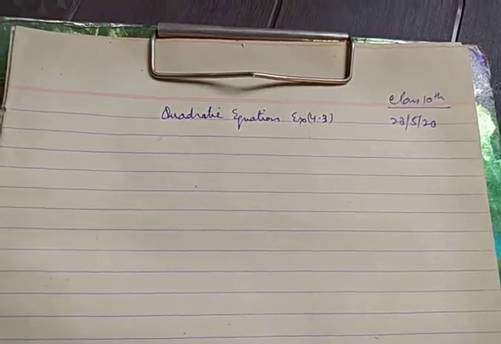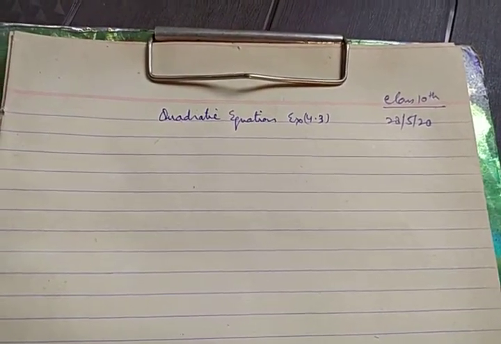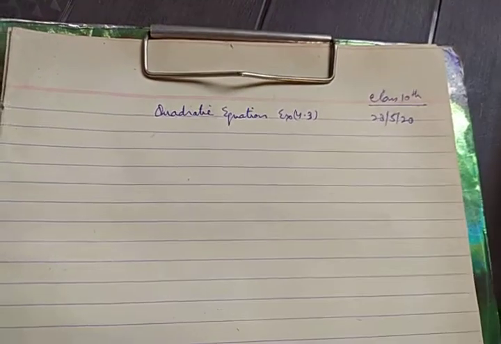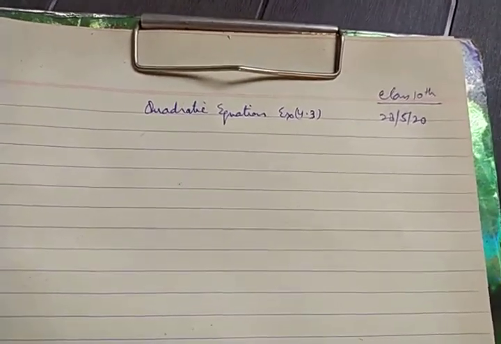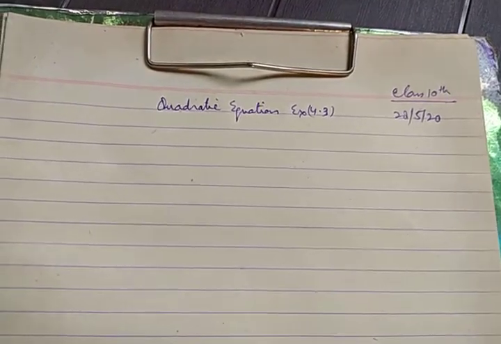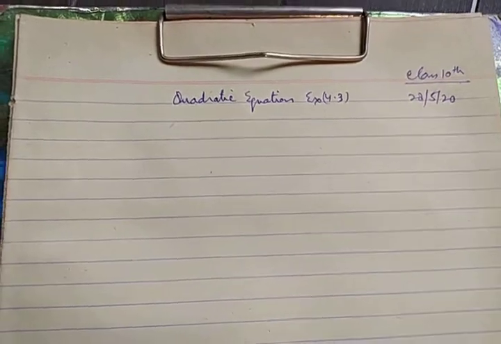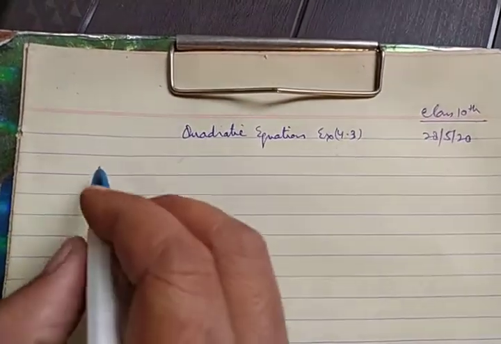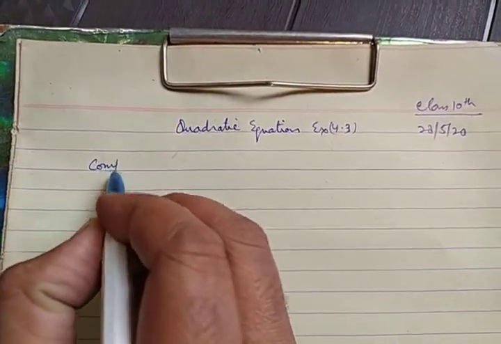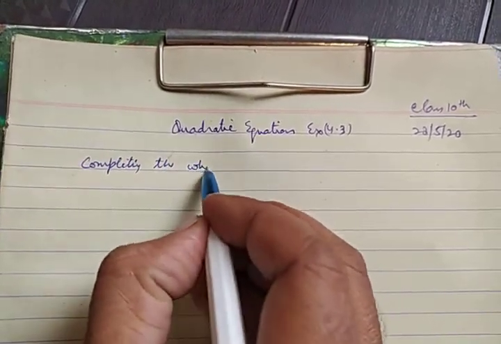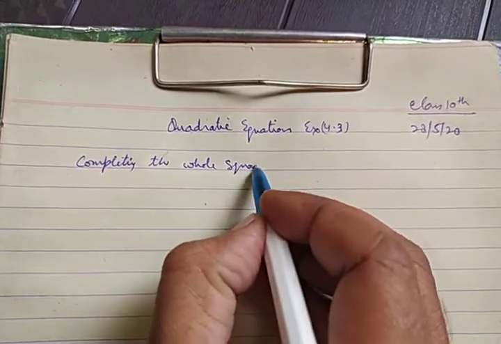Hello children, today I will explain the next method of solving the quadratic equation in this exercise 4.3 under the chapter quadratic equation, that is solution by completing the whole square. Completing the whole square method.